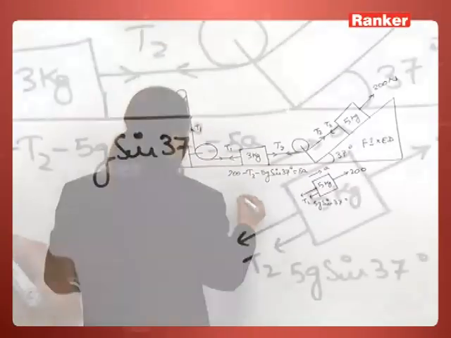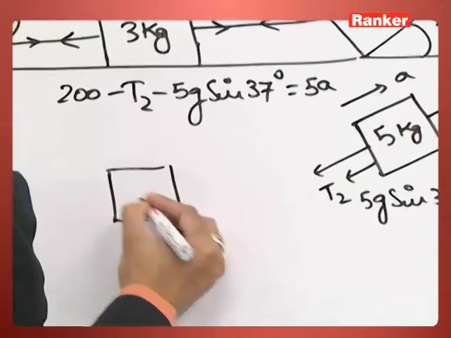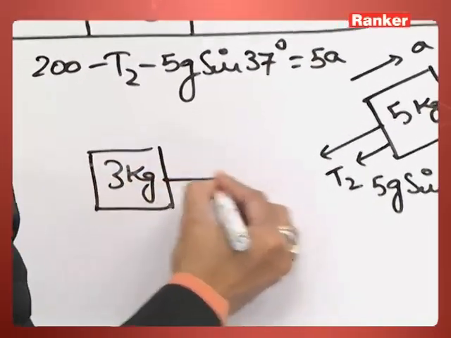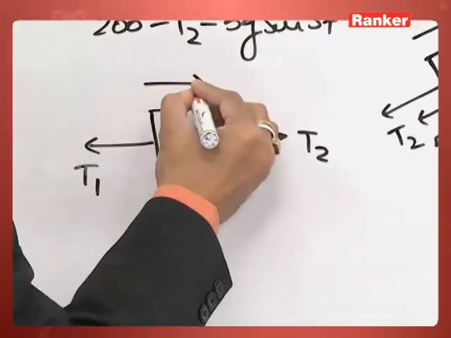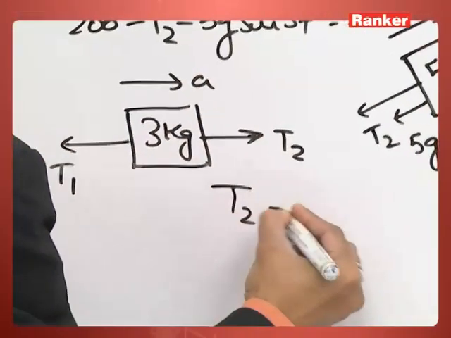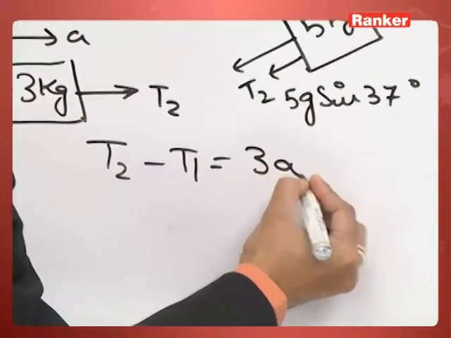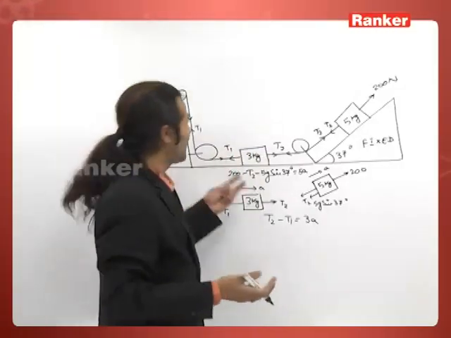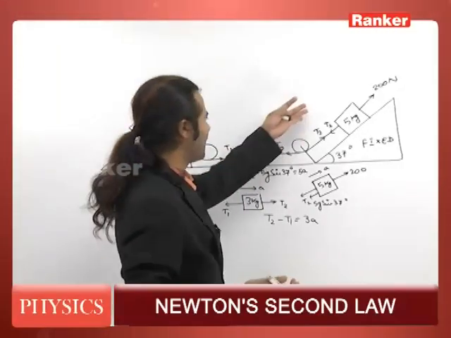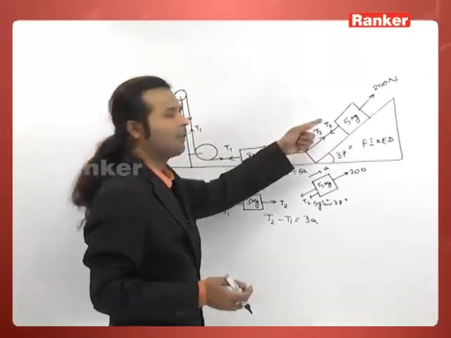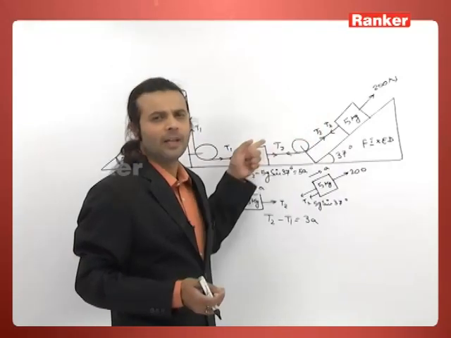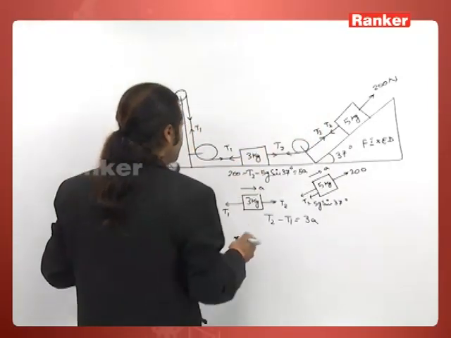Now I take the 3 kg block. T2, and this is T1, acceleration in this way. So T2 minus T1 is equal to 3a. Once again I can repeat, all the blocks will have the same acceleration, as in time t the displacement of each block is the same, so the accelerations will be the same.